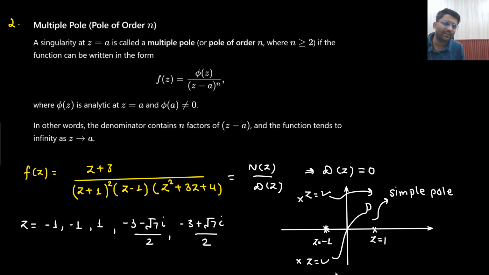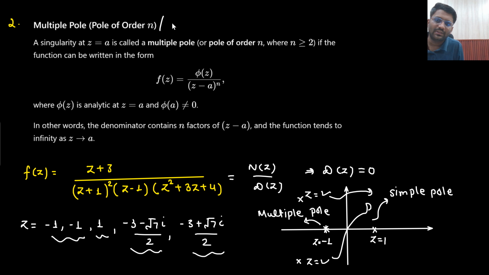They are not repeated. This is coming only once. This is coming only once. This one is also coming once. But this one is being repeated. So only this one is a repeated pole, or you can say multiple pole. Repeated pole or multiple pole. Or you can call it a pole of order 2. This is your pole of order 2.